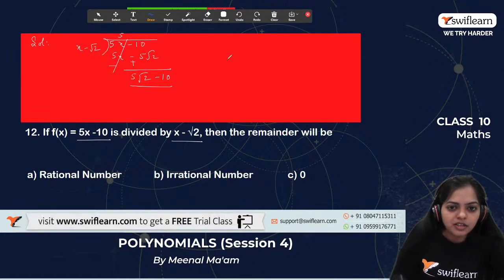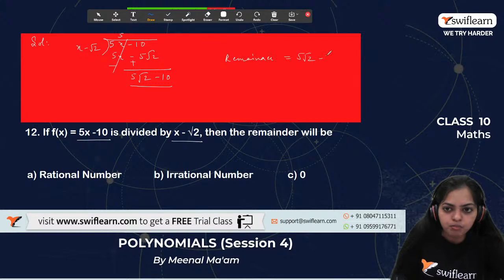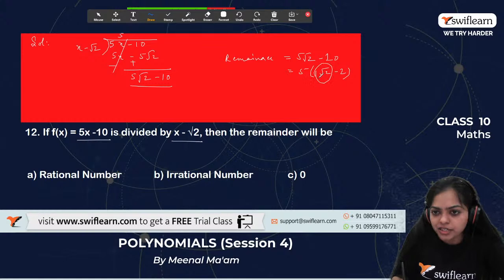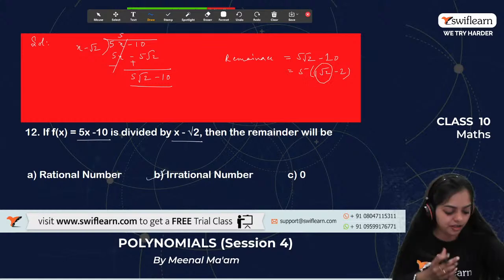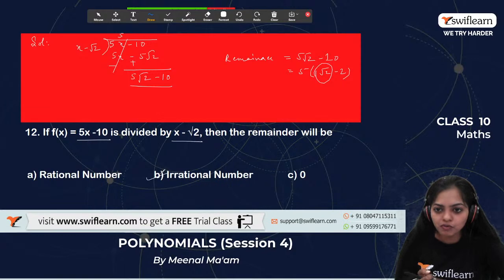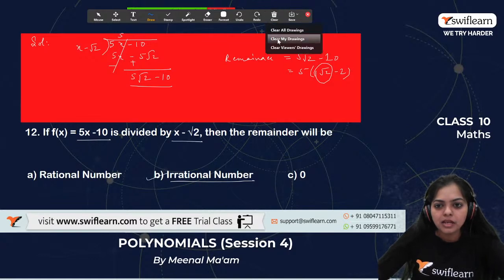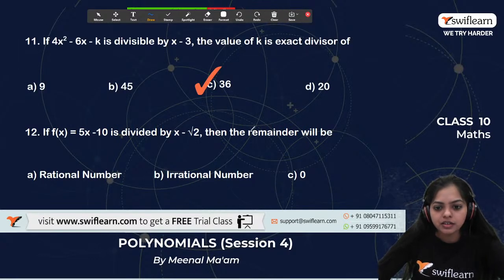So see here, what is the remainder here? Remainder is 5 root 2 minus 10, or I will say if I take 5 as common, I am left with root 2 minus 2. And we know that root 2 is an irrational number. That's why the remainder is what? It's an irrational number. Got it? So the answer for this one will be what? The remainder will be an irrational number. Got it? Okay everyone. Now let's have a look over the next question. So the answer for this one will be an irrational number.